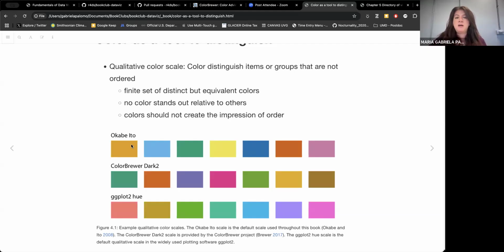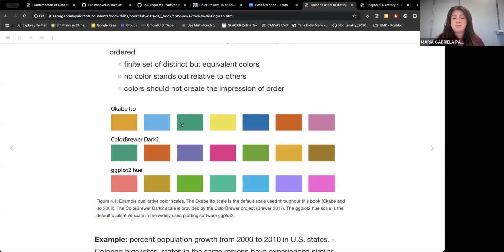The other thing is that the colors are distinctive enough so that none of them is standing out, and they're not very similar. So if we have blues, those blues have to be as different from each other as possible. If we have two blues, or two reds or two oranges, they have to be further apart from each other and as different as possible. And it's important to note that colors should not create the impression of order here. They are just to distinguish different categories, different factors.